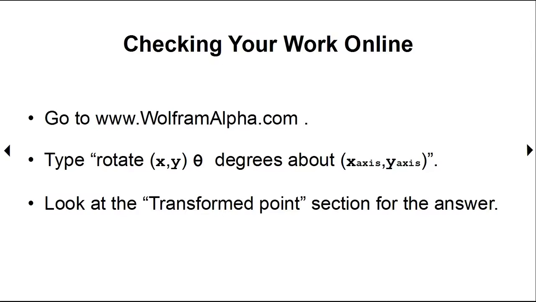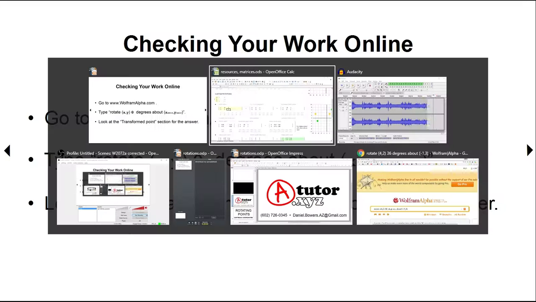This is a way to check your work online. I don't think it's great if you have multiple points, but if you just have one point, it's useful. This website is also very useful for checking other homework as well. Sometimes it works, sometimes it doesn't, but it's a good tool to keep in your toolbox. So let's go to this website, type in rotation information in this structure, and then find our answer at the transformed point section.